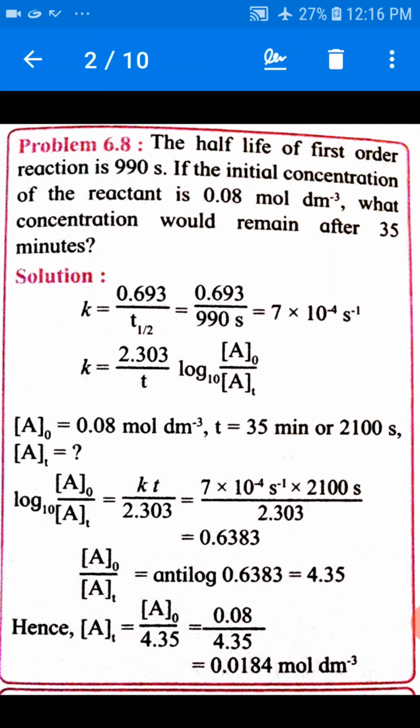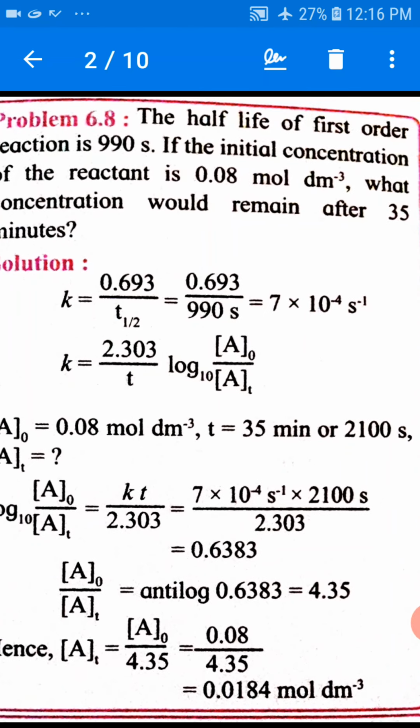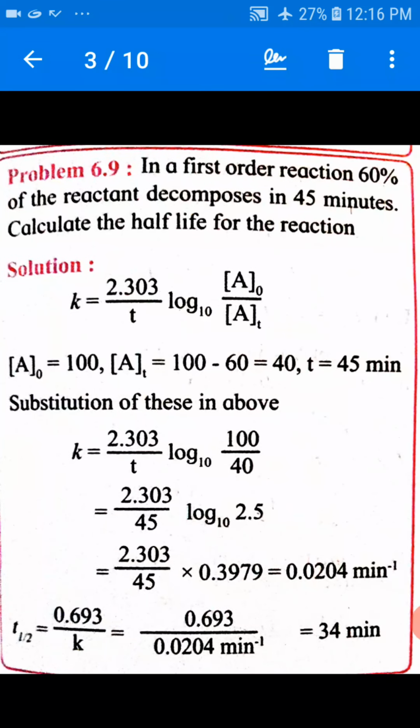Hence, At, that means the concentration of A at time t, equal to A0 upon 4.35, which is equal to 0.08 upon 4.35, which is equal to 0.0184 mole per dm cube.